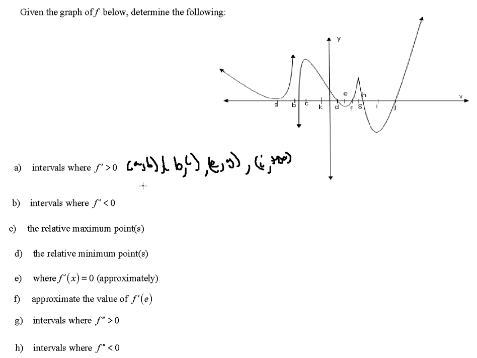When f prime is less than 0, f is decreasing. So it's decreasing, it looks like to me, from negative infinity to A, from C to E, and from G to I.